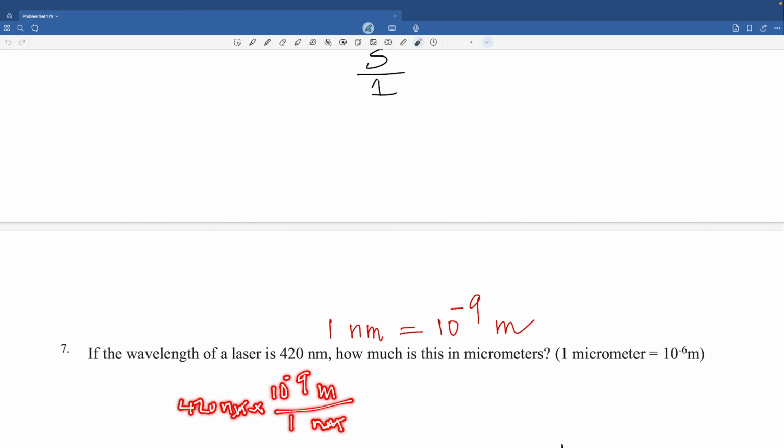Now what you can do is continue the step and go times. You need micrometer on top, so you would put 1 micrometer, see that? Divided by 10 to the negative 6. And then you should be able to figure that out. Remember, I'm not giving you the answers per se. I'm just leading you because I want you to understand.